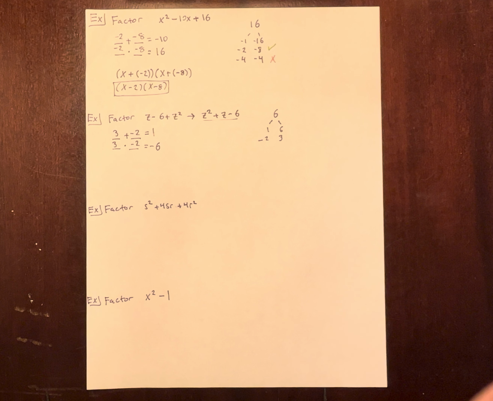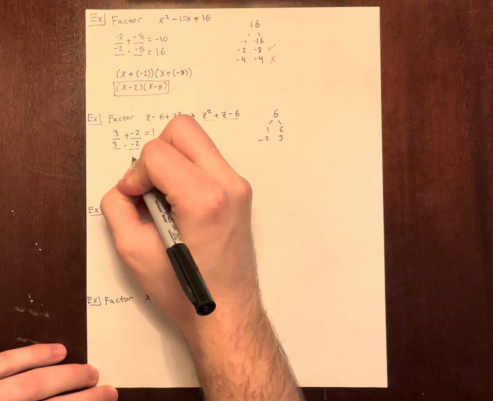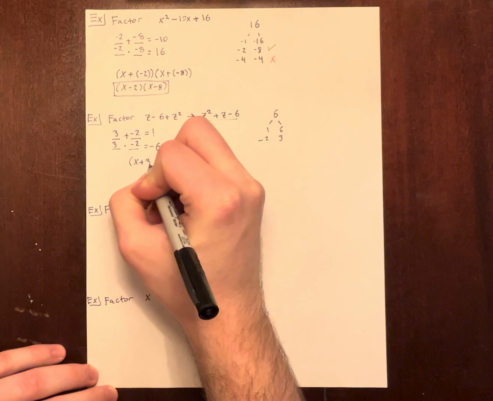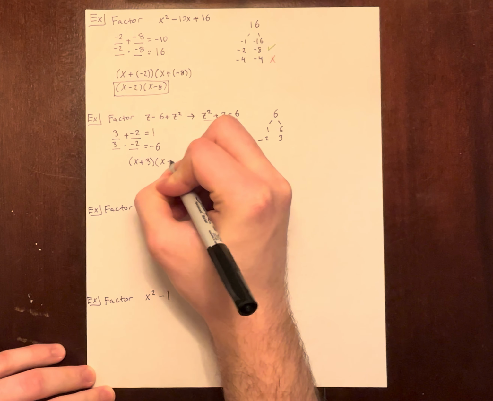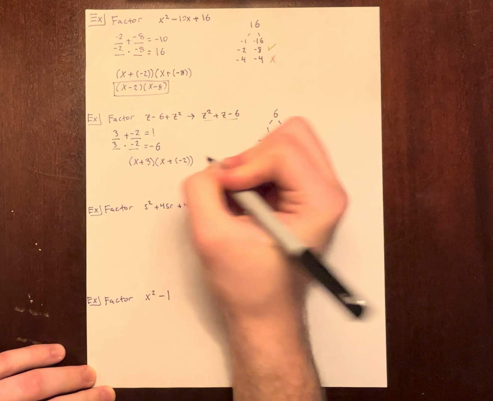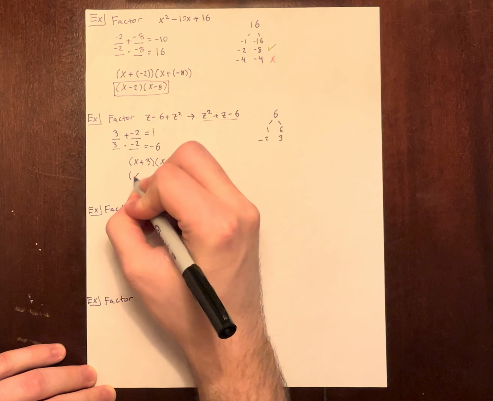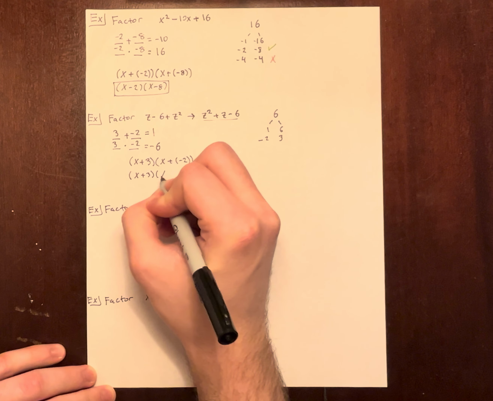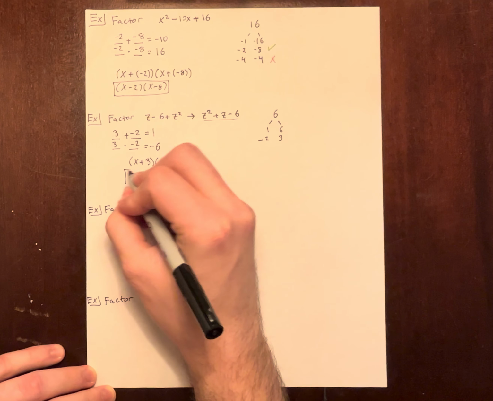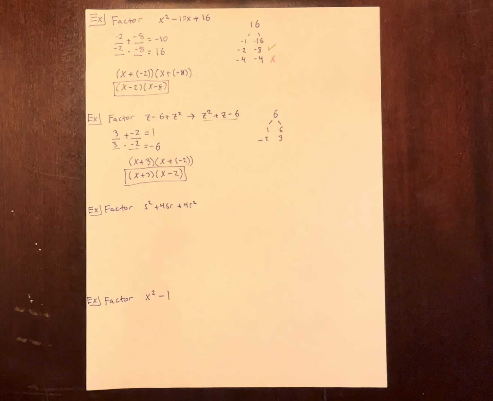And again, once you find these numbers, you find your factors. So you have x plus 3 and x plus negative 2, which again, addition of a negative number is just subtraction, so you can write it like this. And we have our factors.